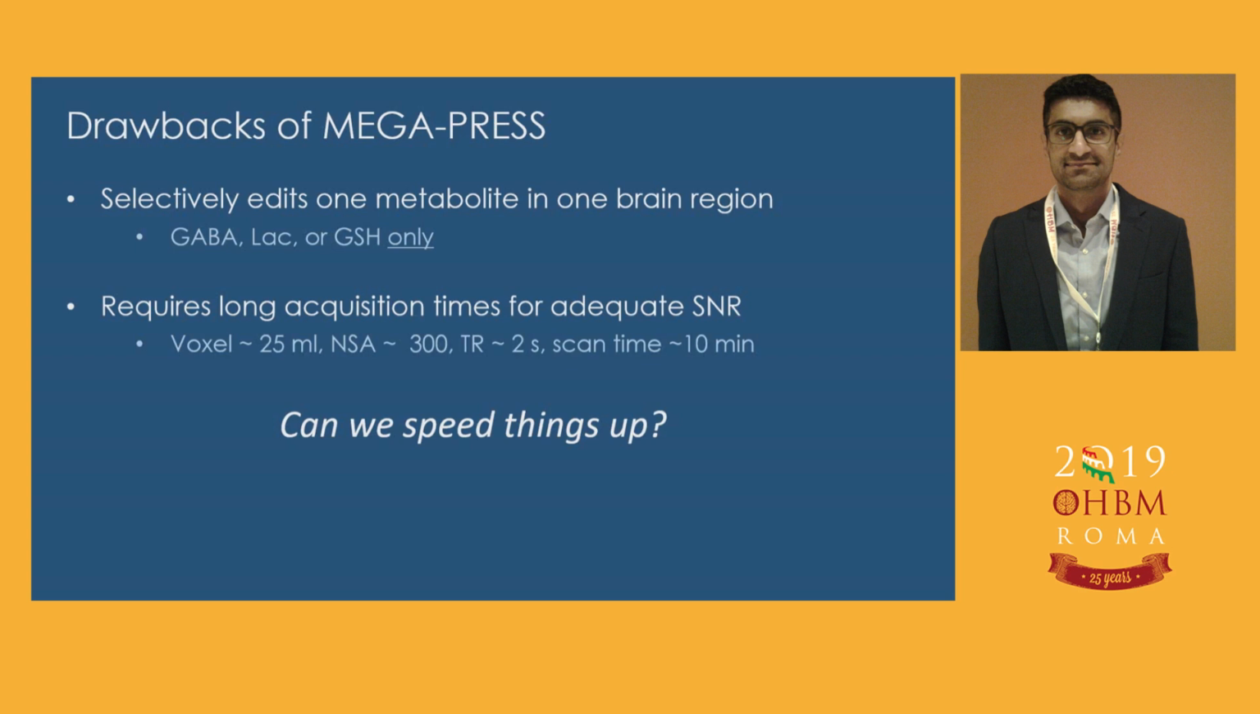So for example, if voxel size is about 25 mils, and you acquire 300 averages, you're looking into a scan time of about 10 minutes at a TR of 2 seconds. And this is just for one metabolite. So if you have multiple metabolites, you're looking in multiples of 10 minutes. So the question comes in, we have a given time frame. Can we acquire more data? Can we speed editing?